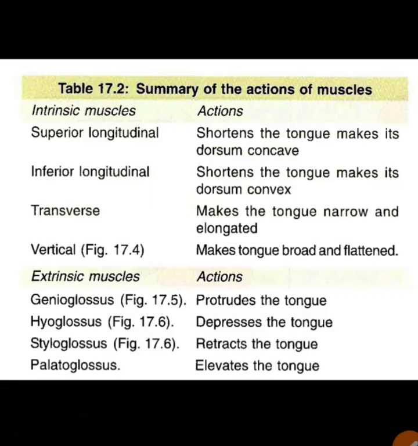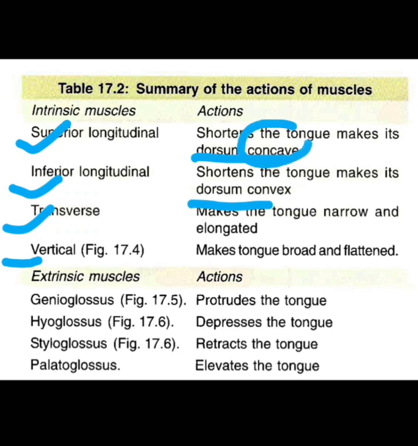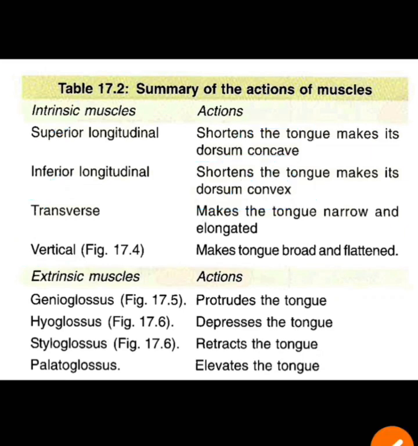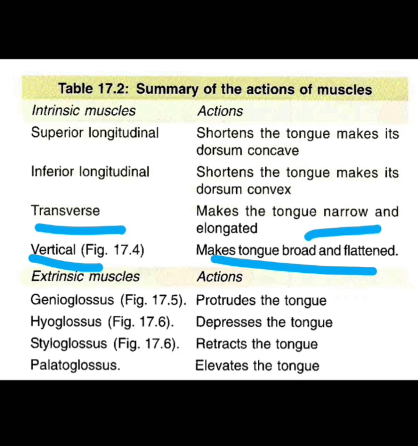So now we are going to study the action. First we have seen the intrinsic muscles, 4: superior longitudinal, inferior longitudinal, transverse and vertical. The superior longitudinal muscle shortens the tongue and makes the dorsum concave. Inferior longitudinal muscle shortens the tongue and makes the dorsum convex. Remember, superior is concave and inferior longitudinal is convex. Then the transverse makes the tongue narrow and elongated. Vertical muscle makes the tongue broad and flattened.